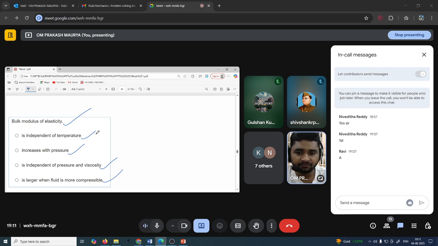The bulk modulus of elasticity: is it independent of temperature, does it increase with pressure, or is it independent of both pressure and viscosity, and is it large when the fluid is more compressible? I'll give you a hint after 1 minute. Everyone, please first try to think, then I'll give you a hint on how I would think.